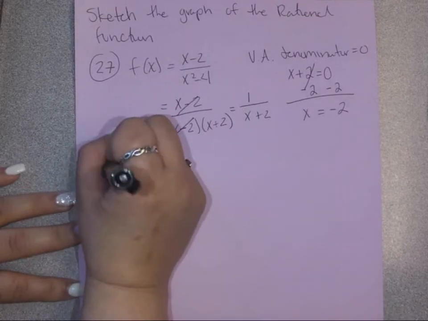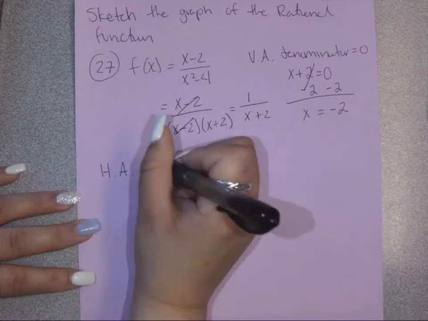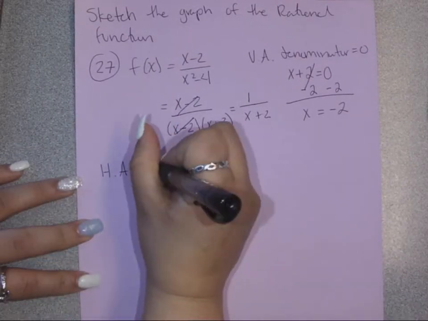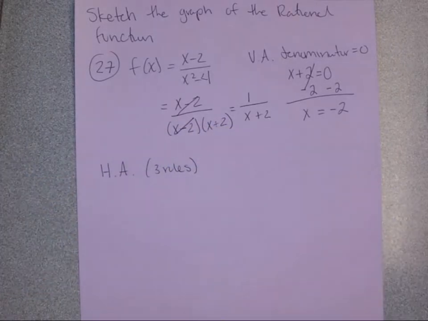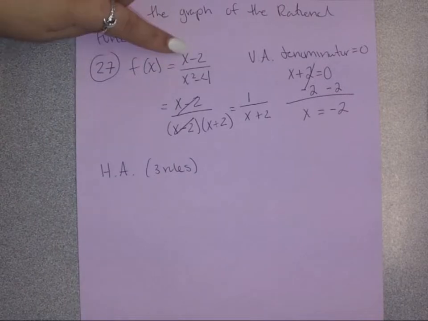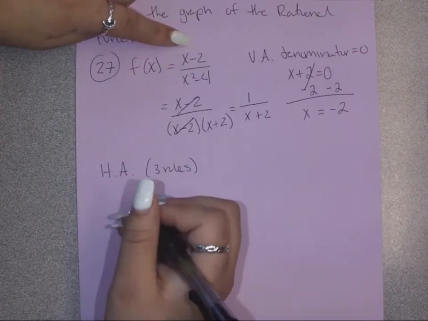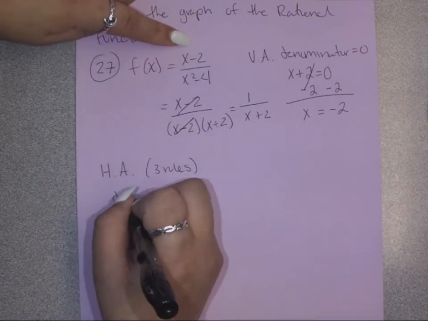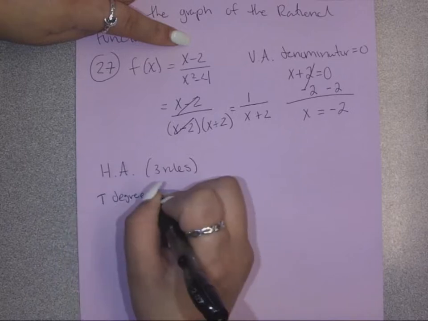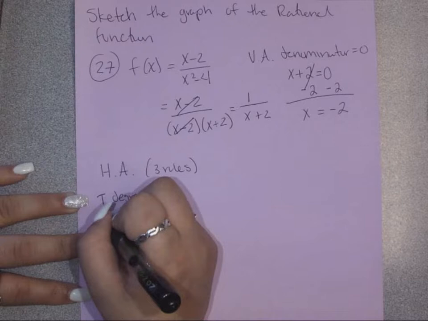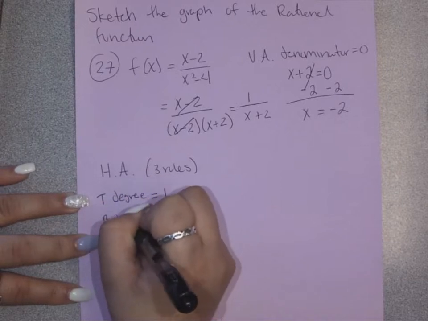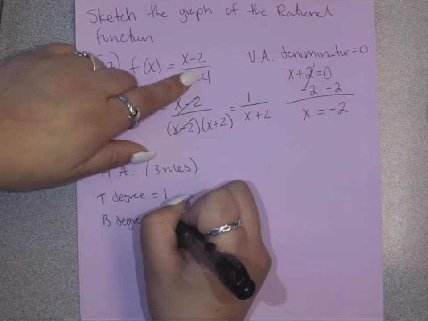So now to find our horizontal asymptotes, this is just using the 3 rules. By using the 3 rules, you're focusing on the powers of your top and bottom. So go back to your function and look at the degree on the top. The degree on top is equal to the highest power on x, which is 1. The degree on the bottom, the highest power on the bottom now is 2.